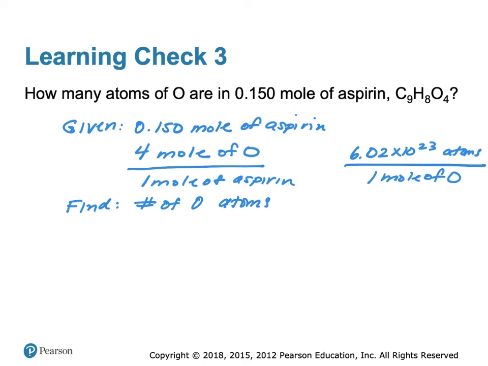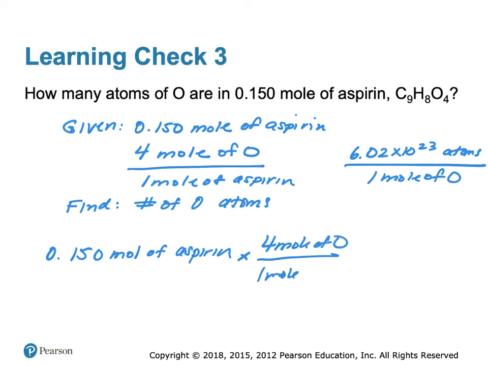Again, we always want to end with the desired unit in the numerator. So let me write out the calculation. I'm putting 0.15 moles of aspirin as my first number. Now again, typically you'll start with what's given. Then I can use my 4 moles of oxygen per 1 mole of aspirin. And then finally, my last conversion factor, 6.02 times 10 to the 23 atoms per 1 mole of oxygen.